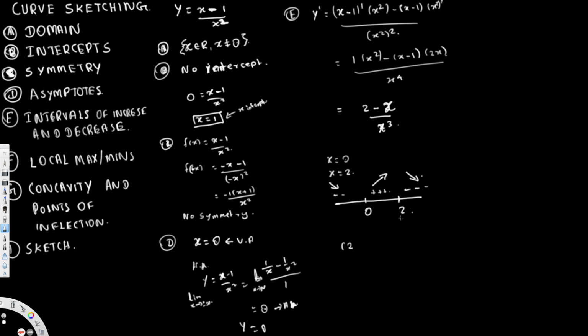So we have to plug this value into the given equation to find the y value. So this is my x value. To find the y value, I have to plug this value in. So it's going to be 2 minus 1 over x squared. So 2 minus 1 is going to be 1. 1 over 2 squared is 1 over 4. So 1 over 4 is the local maximum point. And that's the only point we have. So that's it.